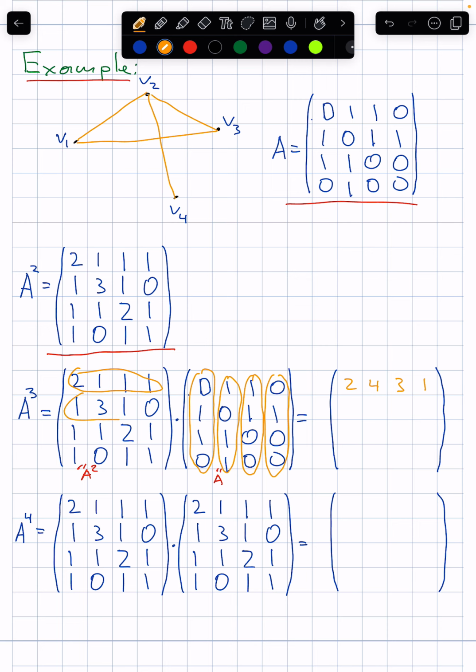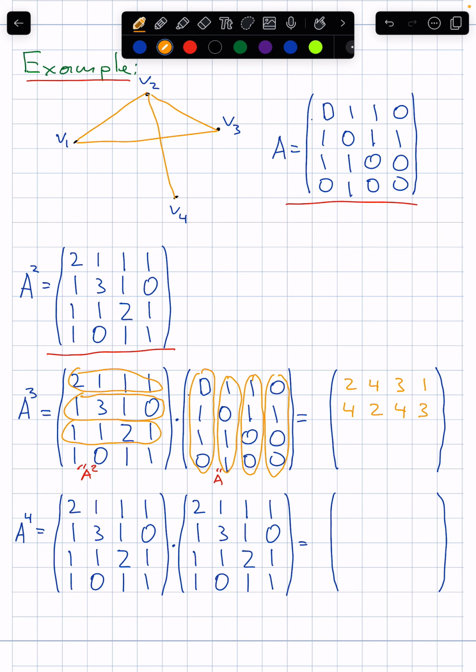Now we do the same thing with the second row here. We get 0 plus 3 plus 1. So that's 4. And then by the second column, we get 1 plus 0 plus 1 plus 0. So it's 2. By the third, we get 1 plus 3 plus 0 plus 0. So that's 4. And then 0 plus 3 plus 0 plus 0, right? So that's a 3.